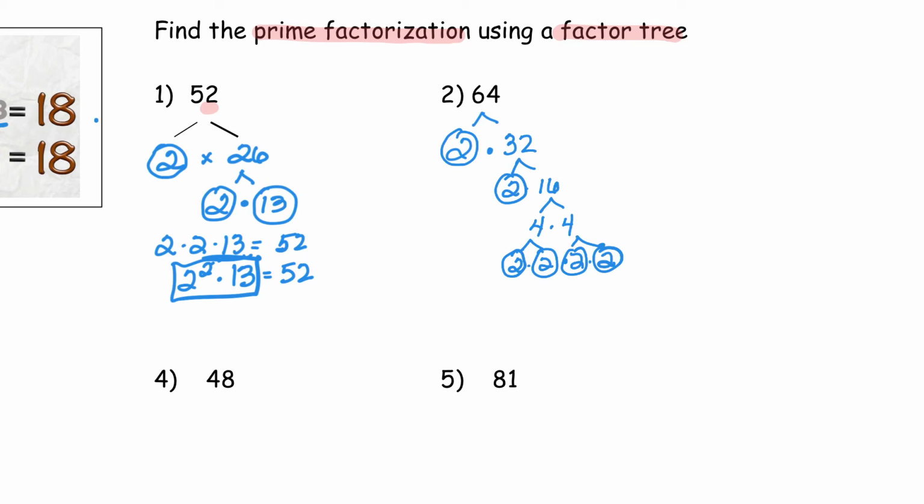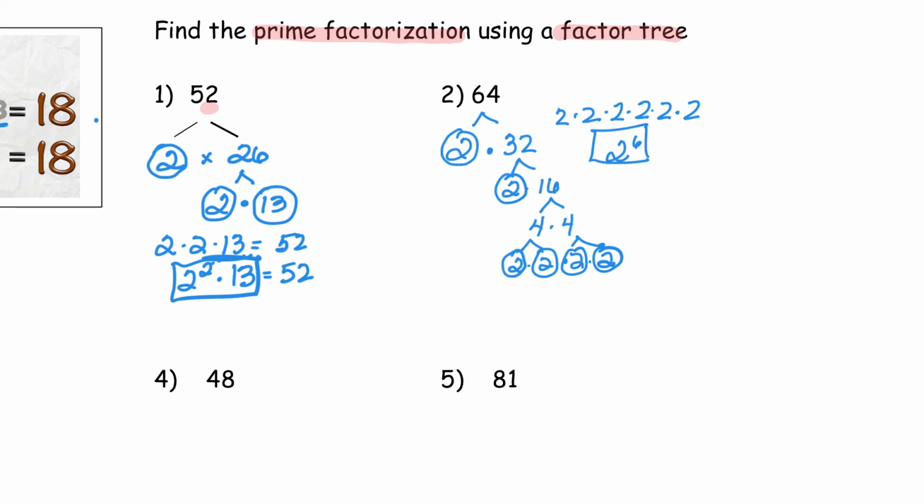So 64 is equivalent to 2 times 2 times 2 times 2 times 2 times 2. 1, 2, 3, 4, 5, 6, which is equal to 2 to the 6th power. If you want, you can check it. I would strongly suggest you put 2 to the 6th power into your calculator and you should get 64. And that's how it works.